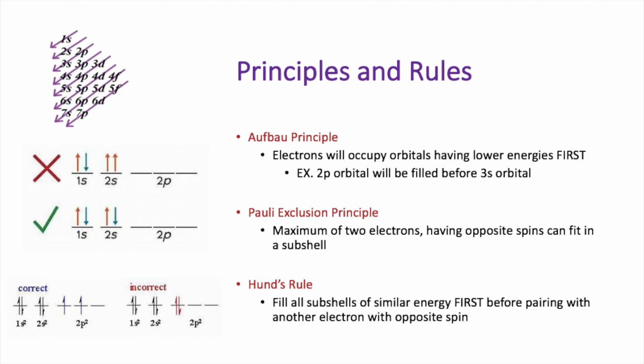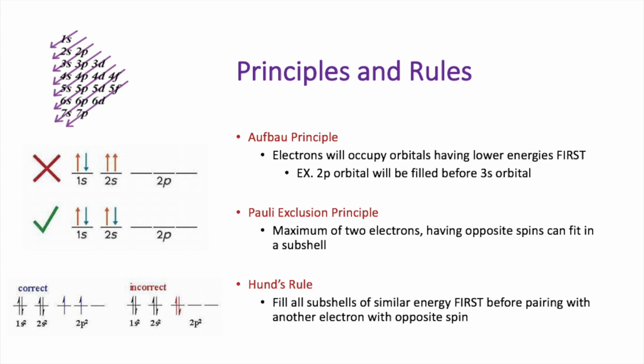There are principles and rules we need to follow when placing electrons into orbitals. First is the Aufbau principle. The principle states that electrons will occupy orbitals with the lowest energy first, so we would not be able to fill the 3s orbital before the 1s and 2p orbitals are filled.